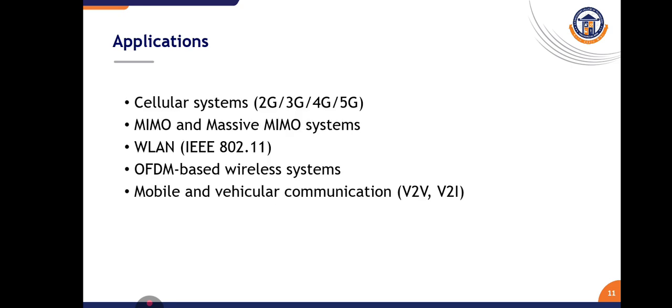Coming to the applications of small scale fading: cellular systems, used in 2G, 3G, 4G, 5G, and MIMO, multiple input multiple output, and massive MIMO systems, wireless LANs, orthogonal frequency division multiplexing based wireless systems, and mobile and vehicle to vehicle communication.